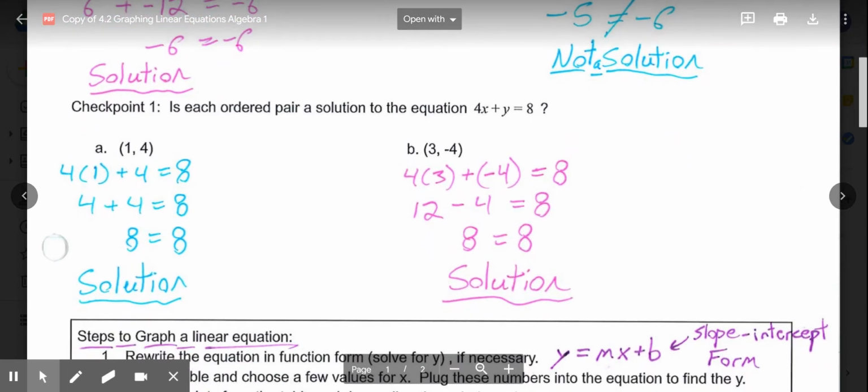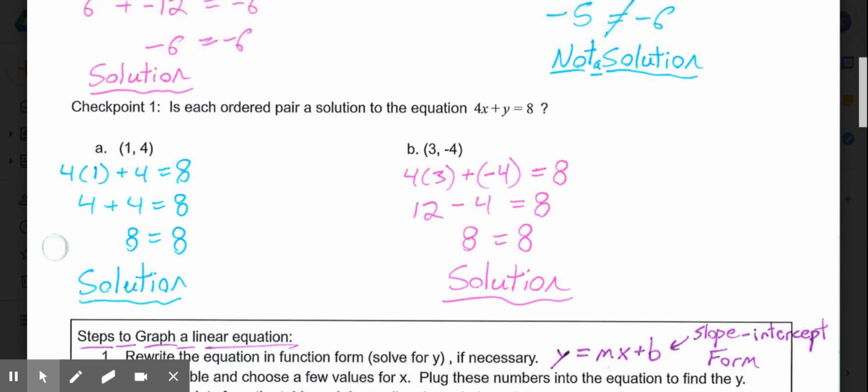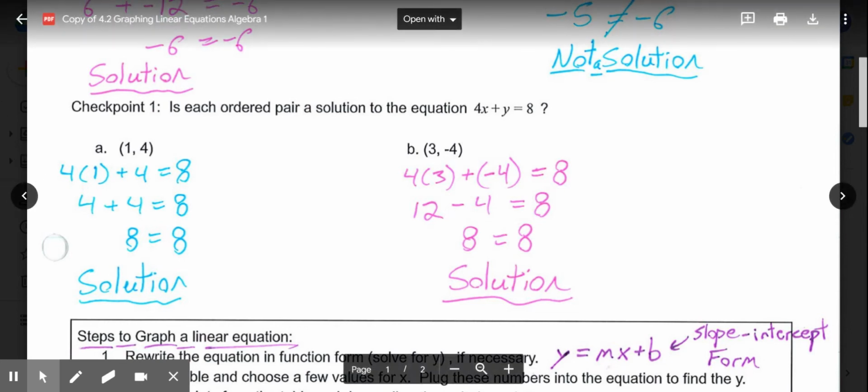So then, practicing with 2 more examples here, we're going to use the points 1, 4 and 3, -4, and we're checking these two to see if they are solutions to the equation 4x plus y equals 8. So we'll substitute the 1 in for x and the 4 for y. 4 times 1 plus 4. We're checking, does that equal 8? 4 plus 4, which is 8. 8 equals 8, meaning this is a solution to that equation.